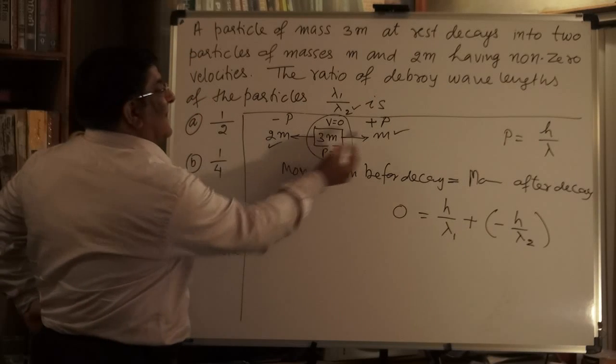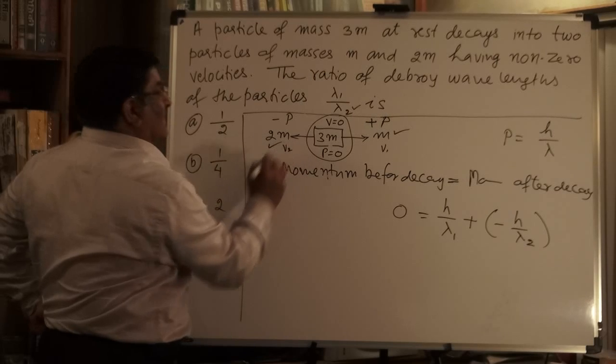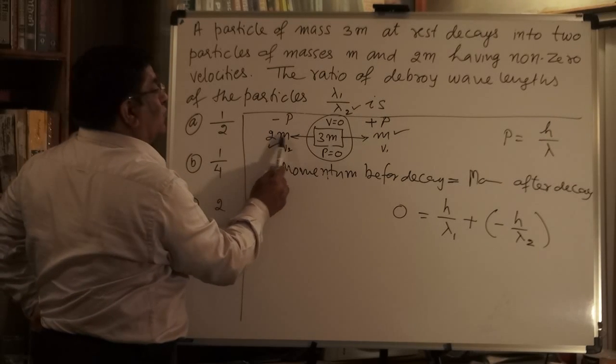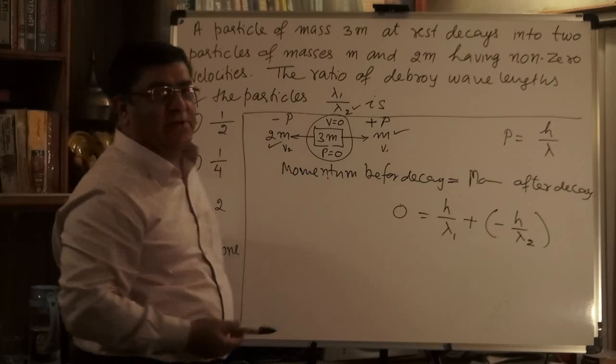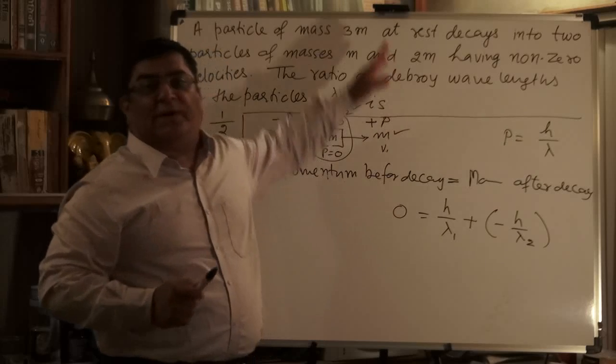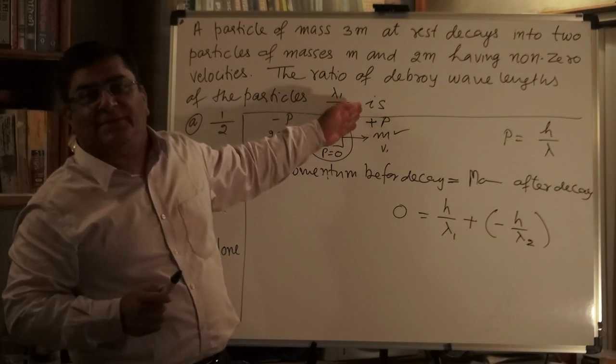Here you may say that this is having velocity v1, this is having velocity v2, then this momentum m v1 is equal to 2 m v2. Yes, that is correct. But in our question, what are they asking? They are asking about lambdas, not velocities.